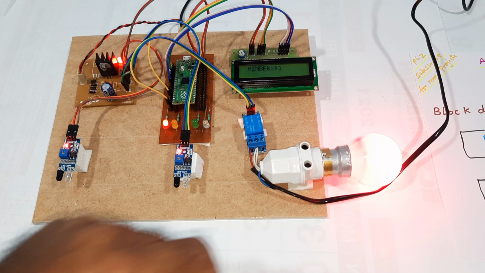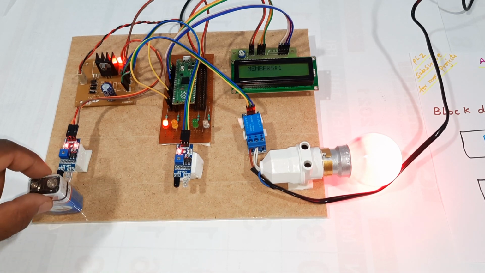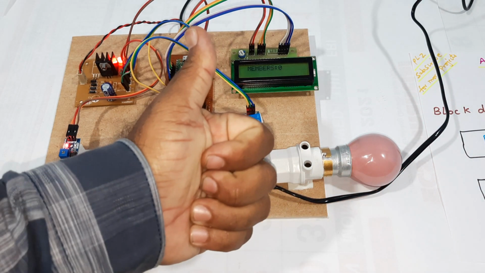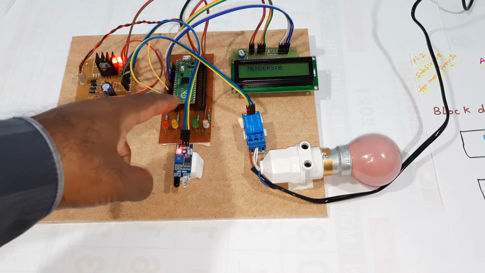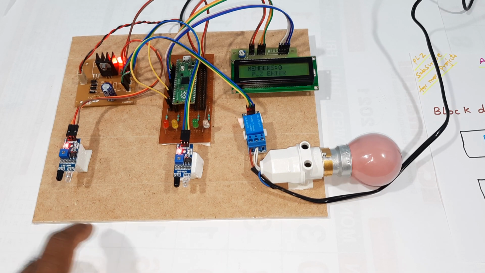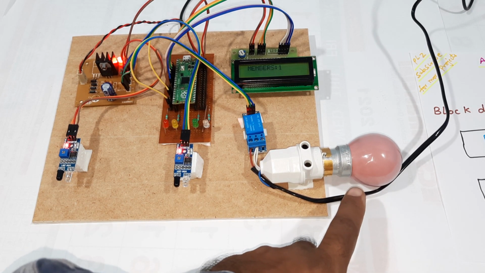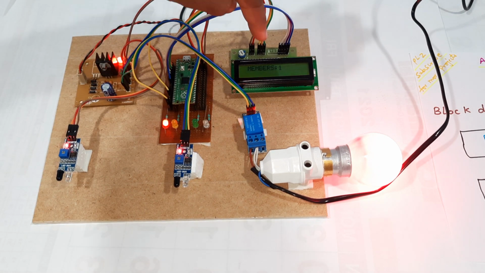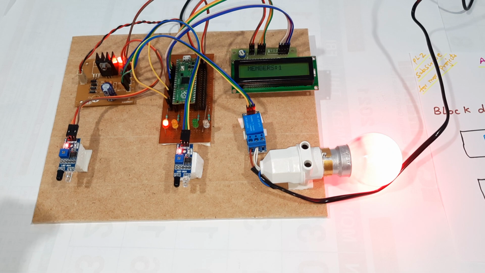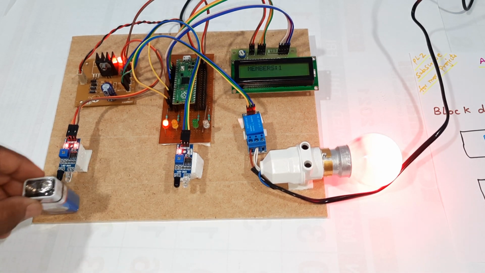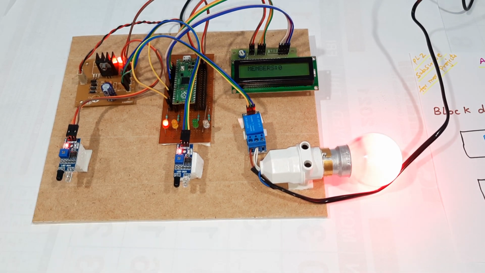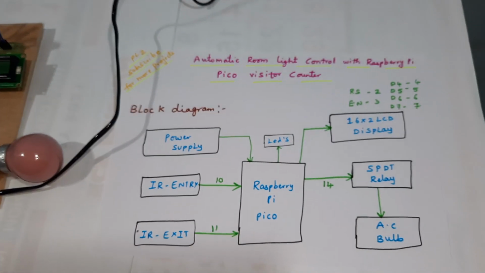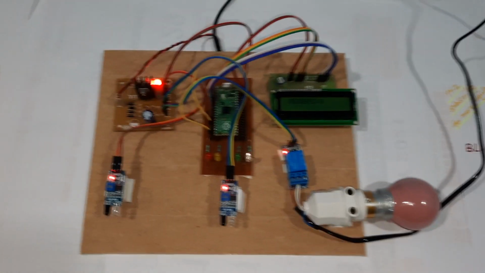The red bulb should be off, LED and bulb. So this has the Raspberry Pi Pico, IR transmitter and IR receiver, bulb and LED, power supply module, LCD display, and bulb. Okay, exit. If it is 0, it should be off. And this is my block diagram module, and this is my hardware unit.